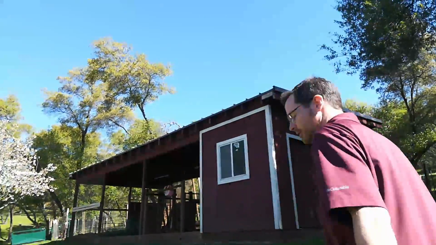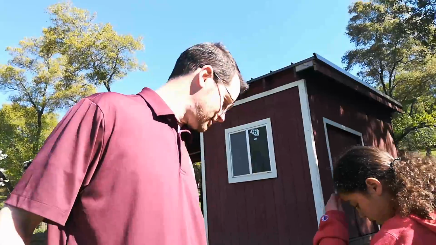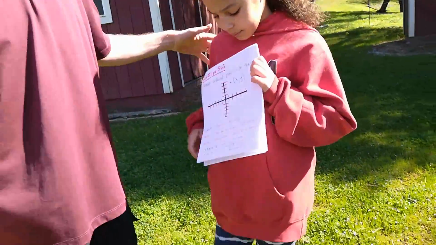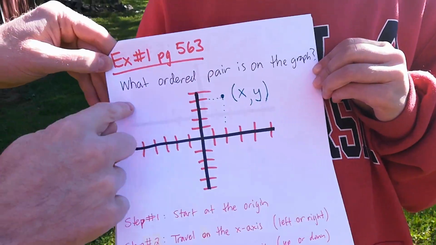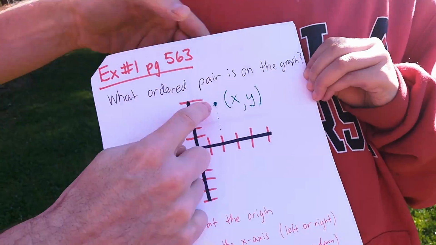Over here we have our barn, and the barn would have my pig pen. We'll see the pig pen in just a second, but maybe we could do the next problem here. This is example number 1 on page 563. What ordered pair is on the graph right there?